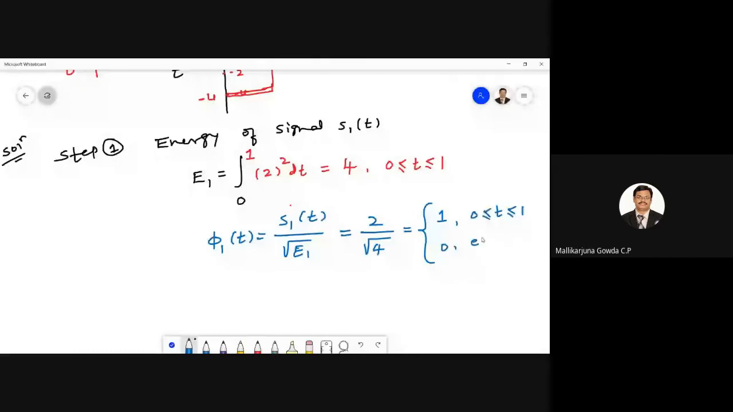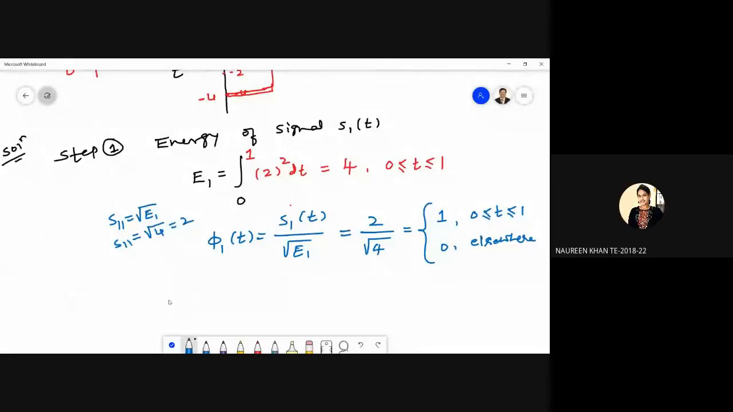Yes, is it clear? And you can even say what is S11. S11 is equal to square root of E1, which is equal to square root of 4, which is nothing but 2. That is the value of S11.